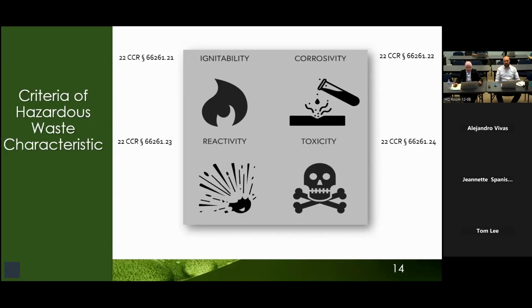Second one is the corrosivity characteristic of the waste that can corrode materials or damage skin. Third one is the reactivity characteristic of waste, which can explode or react violently. And the fourth one is the toxic characteristic of waste that can be poisonous or can cause cancer. These characteristics determine how the waste should be managed safely and appropriately.